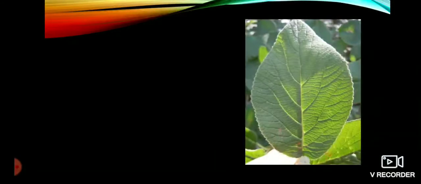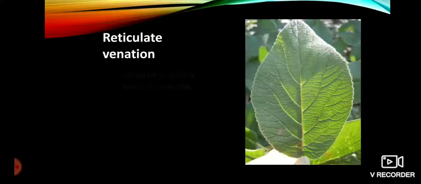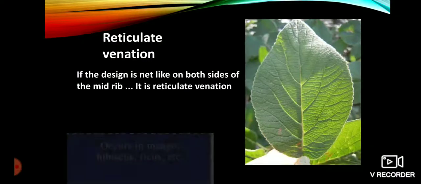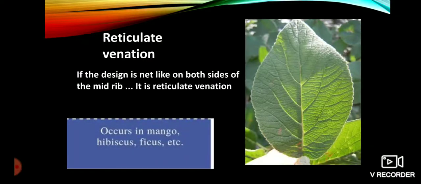Please watch the picture given here. What does the design look like? Yes, it is web-like or a net-like design of veins we can see here. We call it reticulate venation. If the design is net-like on both sides of the midrib, it is reticulate venation, and some examples of leaves having reticulate venation are mango, hibiscus, ficus, etc.